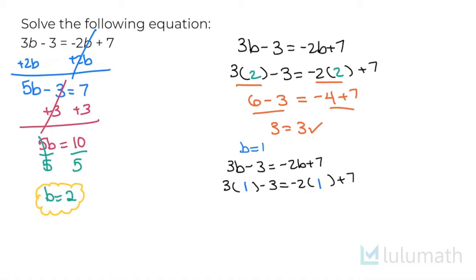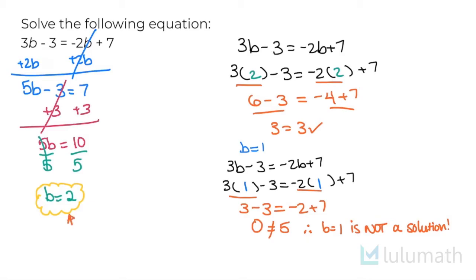So now when I evaluate, 3 times 1 is 3, so I get 3 minus 3, and negative 2 times 1 is negative 2, and 3 minus 3 is 0, and negative 2 plus 7 is 5. So this is false. This does not work. 0 is not equal to 5. Therefore, b equals 1 is not a solution. But b equals 2 is a solution.